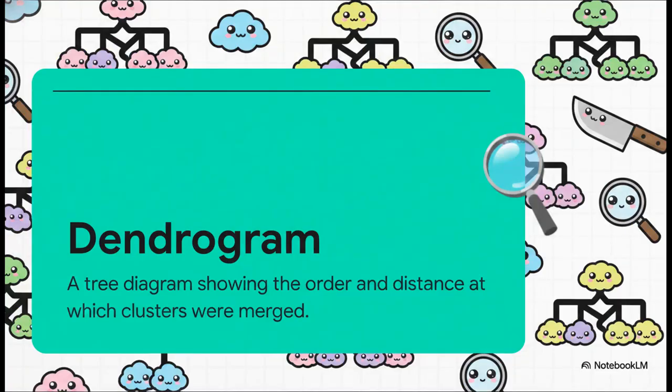What if your data isn't just grouped into flat, distinct categories? What if you actually want to see how everything relates at multiple different levels, kind of like a giant family tree? Well, the output for that method is a dendrogram. We use a bottom-up approach for this one.